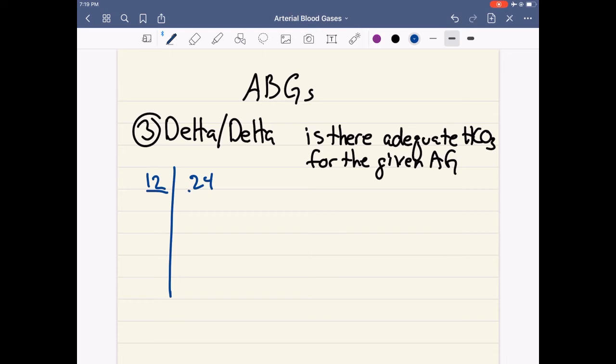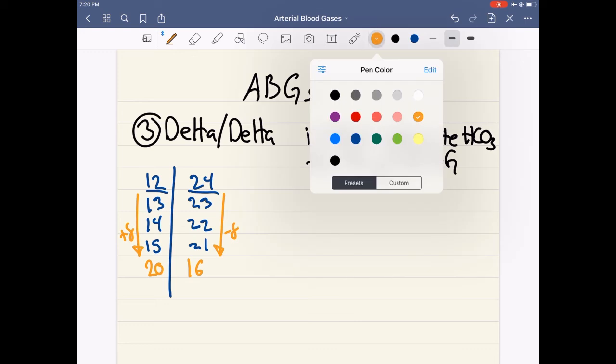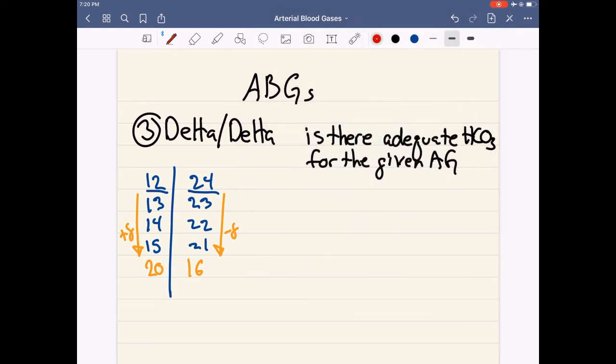So the way that I like to approach delta delta is not by using the very big mnemonic or very big formulas that are there, but by kind of going through the inverse relationship. So if we have our anion gap of 12 and our bicarb of 24, as the anion gap goes up to 13, 14, 15, the bicarb goes down 23, 22, 21. So let's say the person's anion gap went up to 20. That means their anion gap went up 8. So when we take our bicarb, if we subtract 8, we get 16.